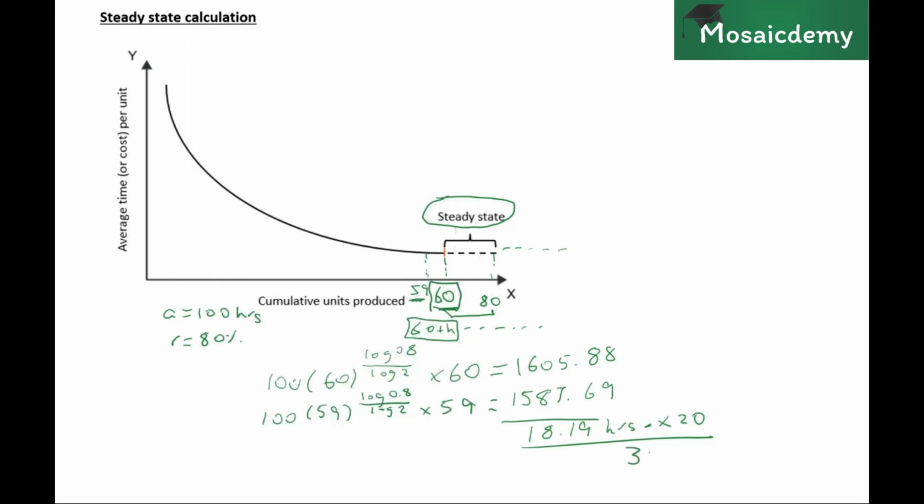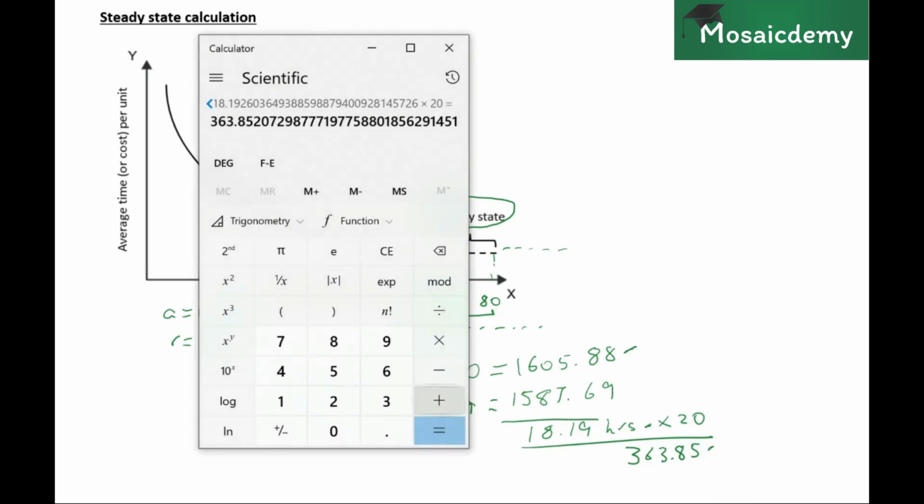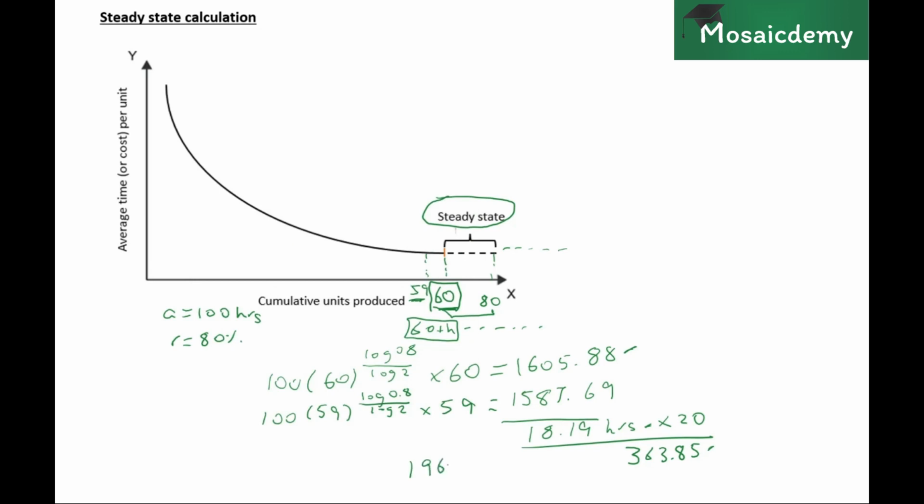And we end up with 363.85. So the first 60 units took 1605.88, the next 20 took 363.85, for a total of 1605.88 plus this amount, 1969.73. So that's how much the first 80 units took to produce when the steady state came in between. So remember, for the steady state calculation, find the time for the last unit produced before the steady state and then multiply it by any subsequent number of units that you need in order to perform your calculation.